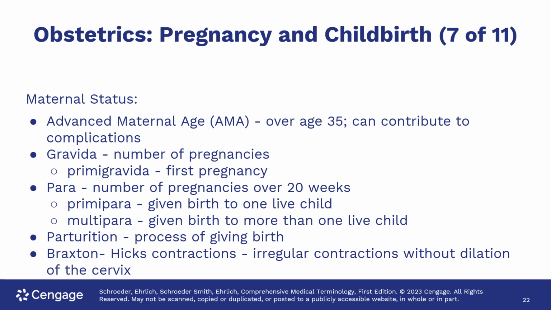Primigravida is the first pregnancy. Para is the number of pregnancies over 20 weeks or delivered. Primipara is given birth to one child. A multipara is birth to more than one live child. Parturition is the process of giving birth or delivering. Braxton Hicks contractions are irregular contractions without dilation of the cervix, also known as false labor.